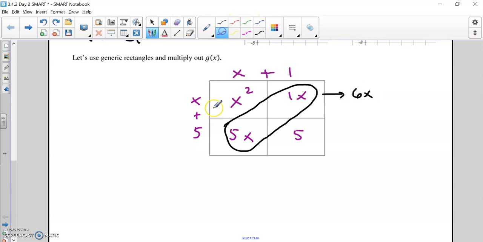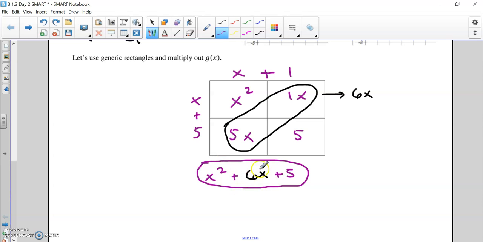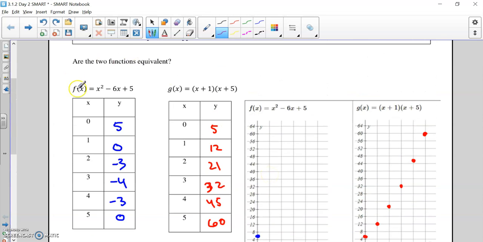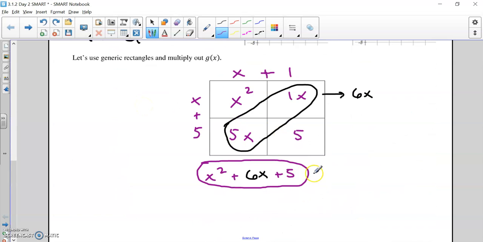So finally, we know that our sum would be x squared plus 6x plus 5. Oop. Gosh darn. Alrighty. Okay, and this is x squared plus 6x plus 5, whereas our original was x squared minus 6x plus 5. So we also know this way that they are not equivalent.